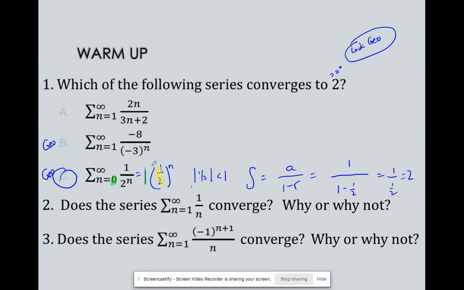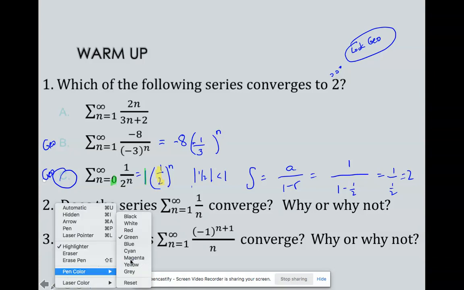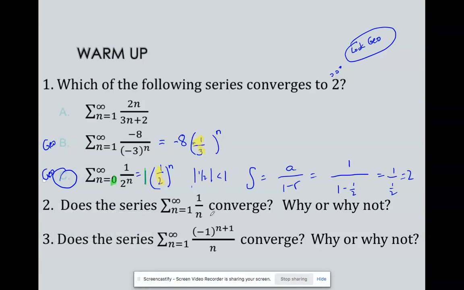So how about this one? Does this one look geometric? I hope you think it does. That negative 8 doesn't have an n with it, so I'm going to keep that to the outside. Does that look right? Negative 8 times negative 1 over 3 to the n, where you can see again your r, your common ratio, is negative 1/3.